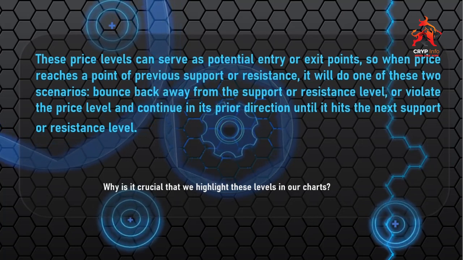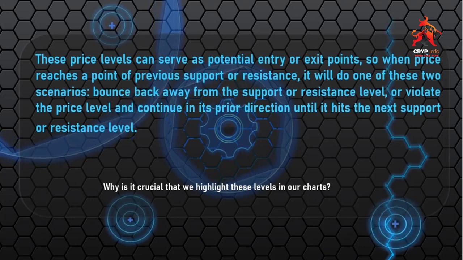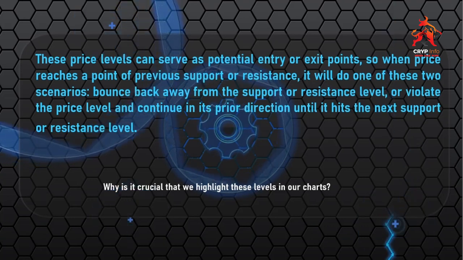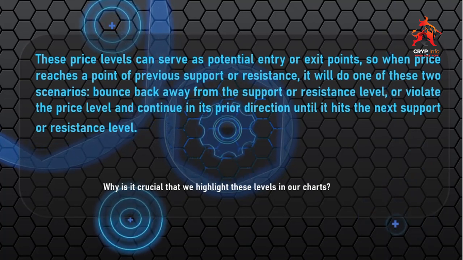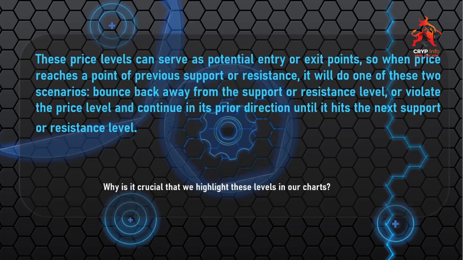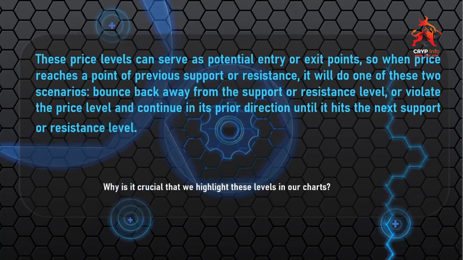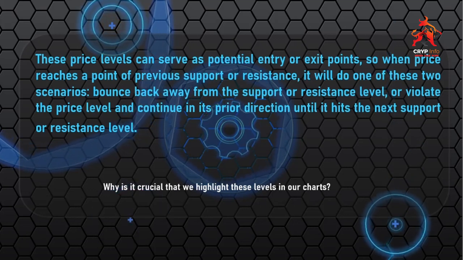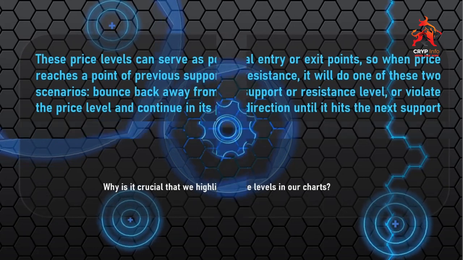So, when price reaches a point of previous support or resistance, it will do one of these two scenarios. 1. Bounce back away from the support or resistance level. 2. Violate the price level and continue in its prior direction until it hits the next support or resistance level. So guys, you should already have these levels drawn in your chart as a reminder to look.